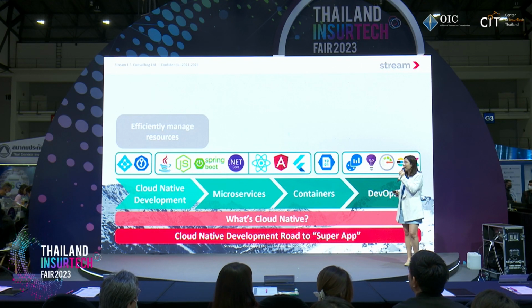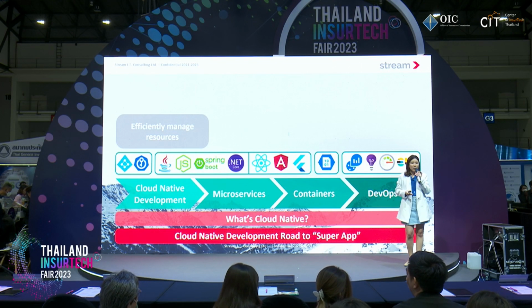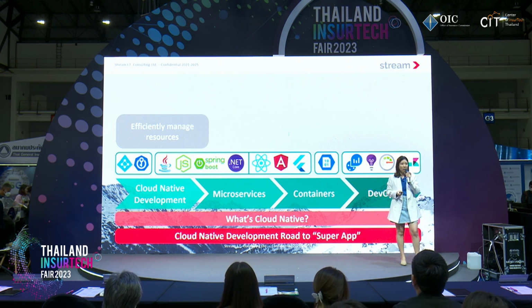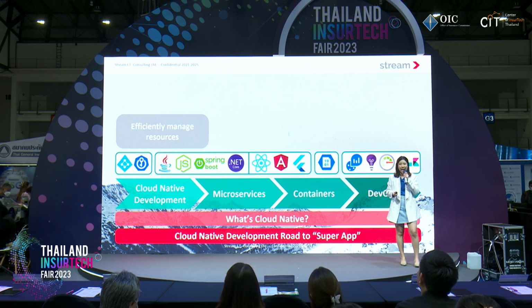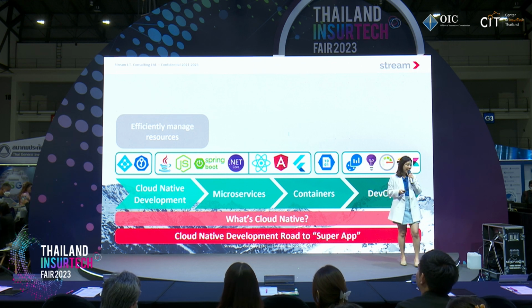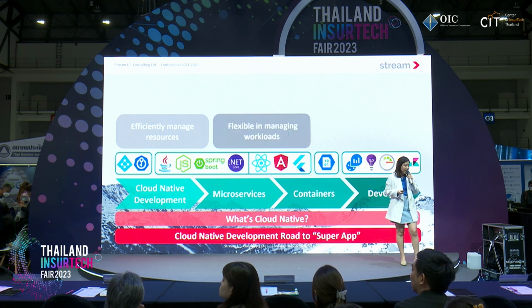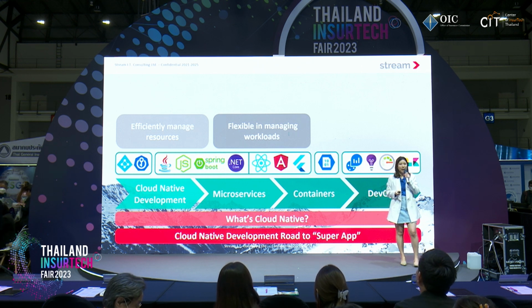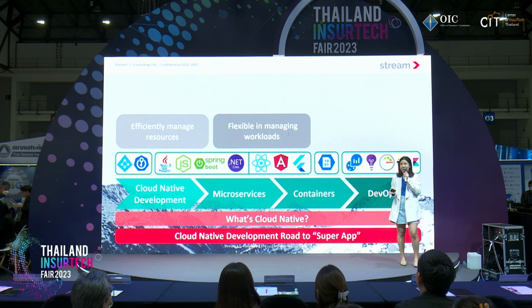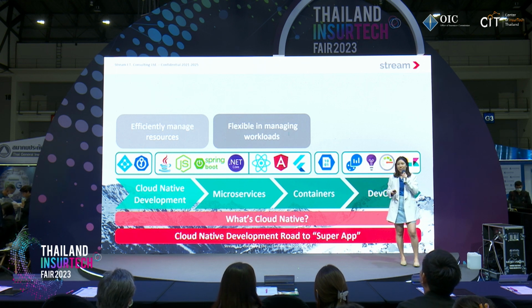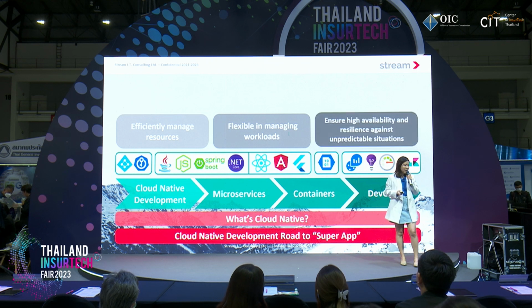So, the use of the application to be a super app. This is about managing resources more efficiently with container technology. It is more flexible when we manage workloads and auto scale. For example, if you want new applications or new features after this, you can add them very easily.